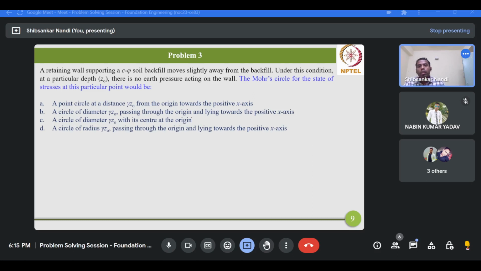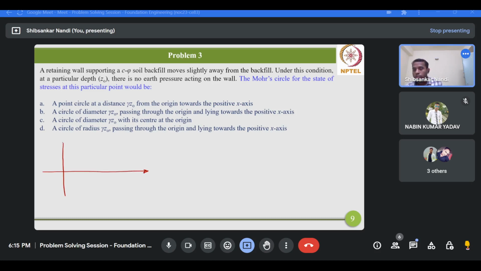Okay, right now we'll try to solve this problem 3, and it's interconnected with the previous problem. It is mentioned that at a particular depth there is no earth pressure acting on the wall. The Mohr circle for the state of stress at this particular point would be. Now 4 options are given to you concerning this point, the point at a particular depth Z0. What is the best representation of the state of stress at this point? Option A: a point circle at a distance gamma Z0 from the origin towards the positive x-axis. Okay, I am drawing all the 4 options.